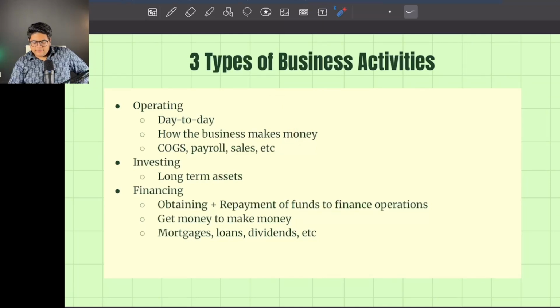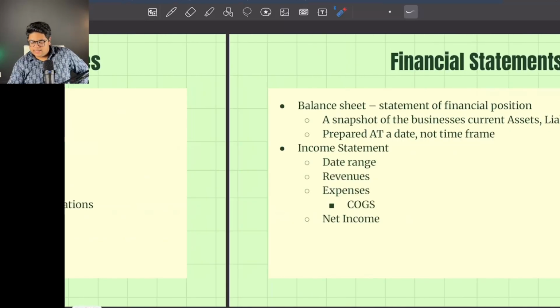Lastly, financing activities. This is basically when you get or pay off funds to finance operations. So you're basically getting money to make money. Let's say Walmart needs money to buy goods. They don't have money, so they get money through a bank to essentially make money. So this is financing of funds. Examples include mortgages, loans, dividends, bonds, etc. And we'll be going more in depth into all of these in future chapters.